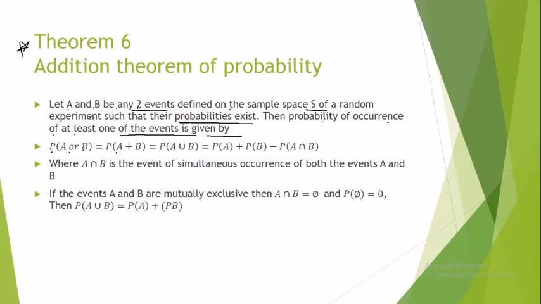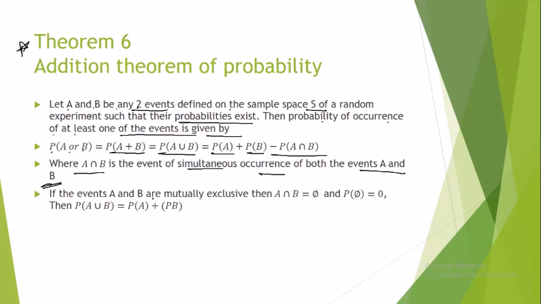probability of A or B, which is equal to probability of A plus B, which is equal to probability of A union B, which is equal to probability of A plus probability of B minus probability of A intersection B, where A intersection B is the event of simultaneous occurrence of both events A and B.